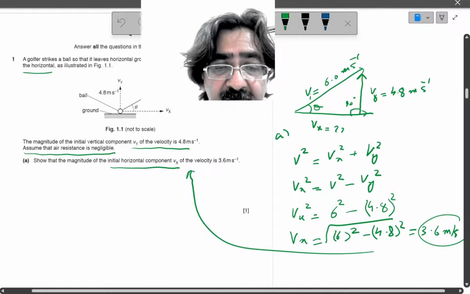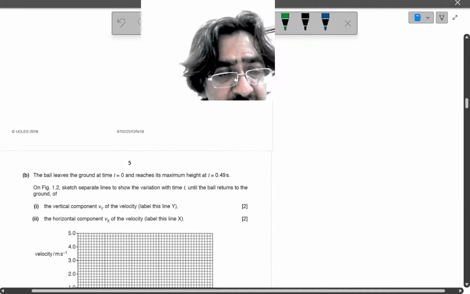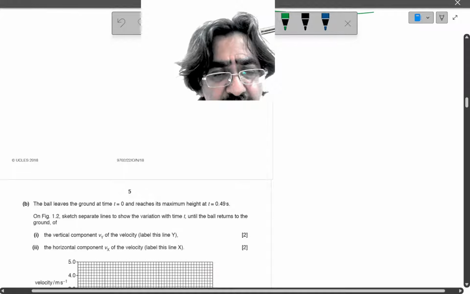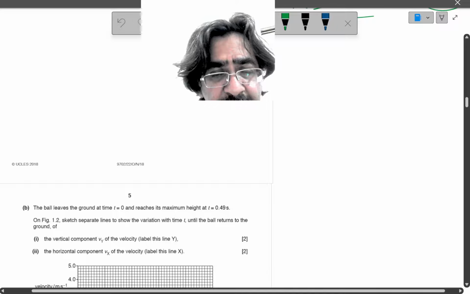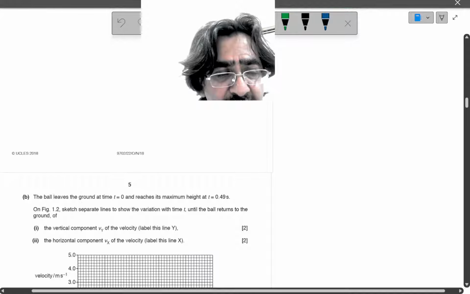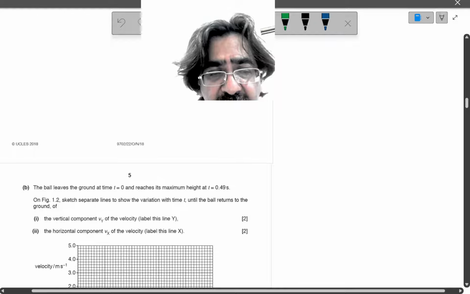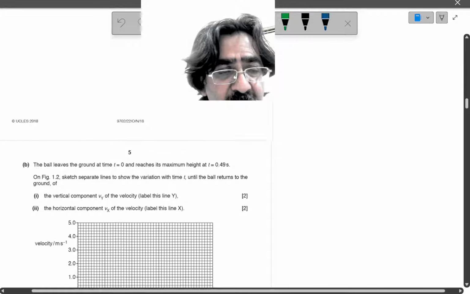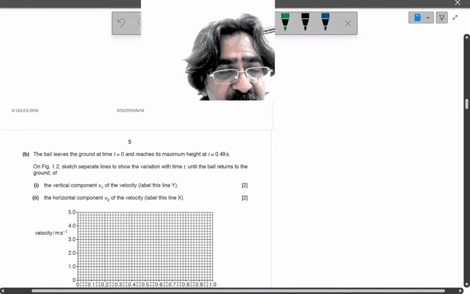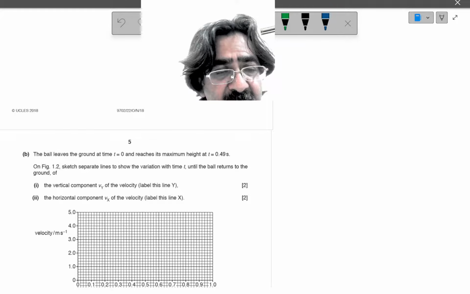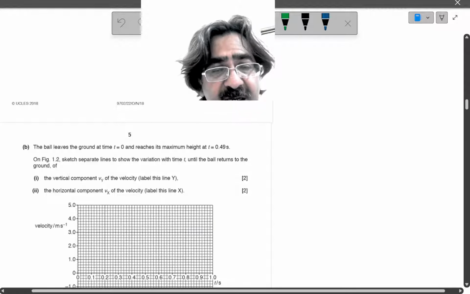Now we move toward the B part. The ball leaves the ground at t equal to 0 and reaches its maximum height at t equal to 0.4 second. In figure 1.2, sketch the lines to show the variation with time until the ball returns to the ground. Firstly, we have to find the vertical component, which will be represented by the line y, and then we will find the x component.